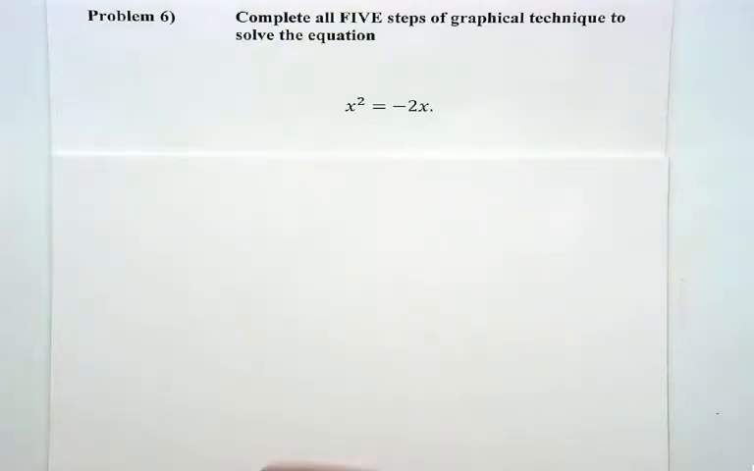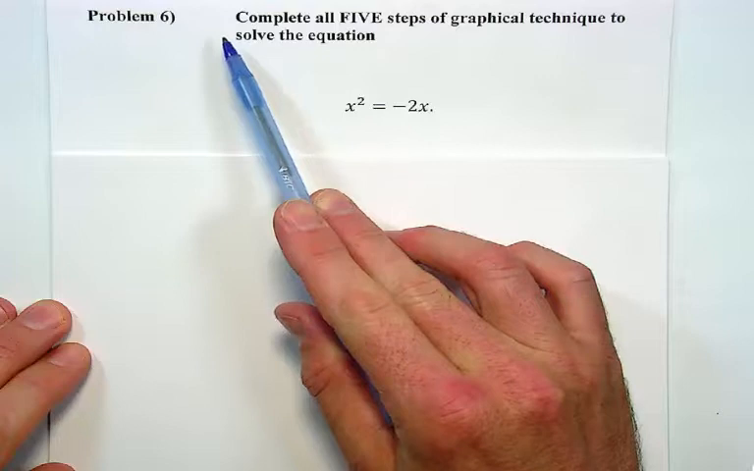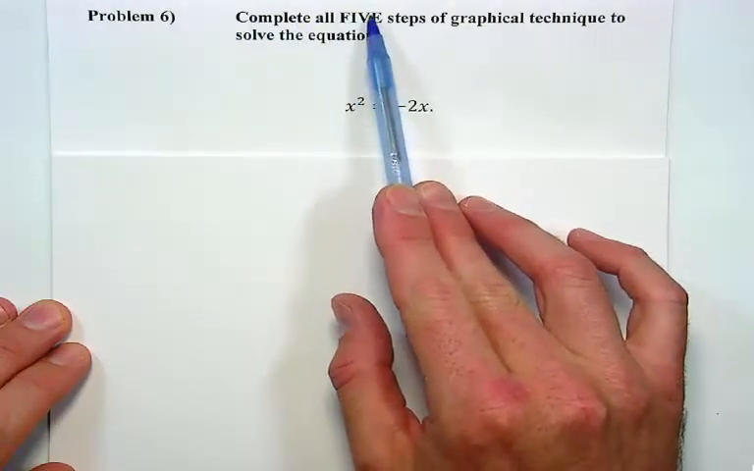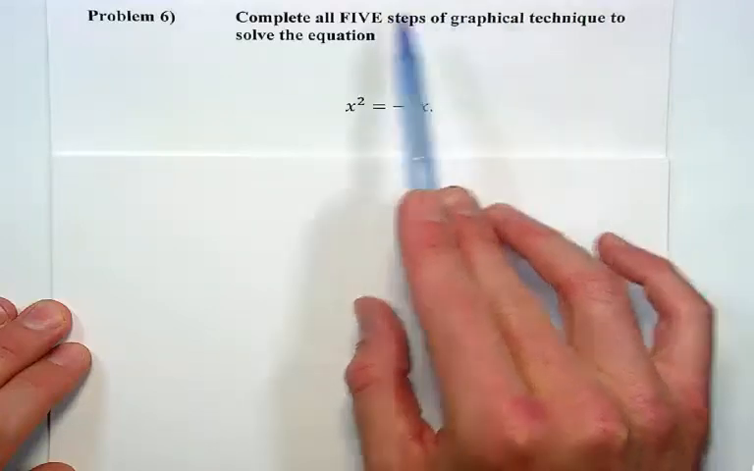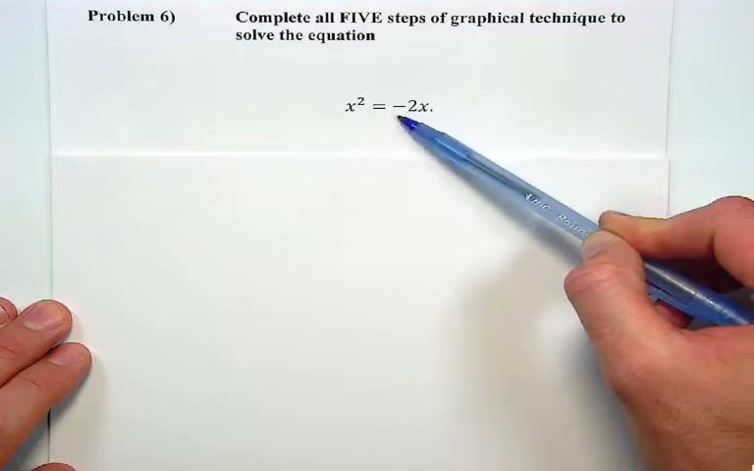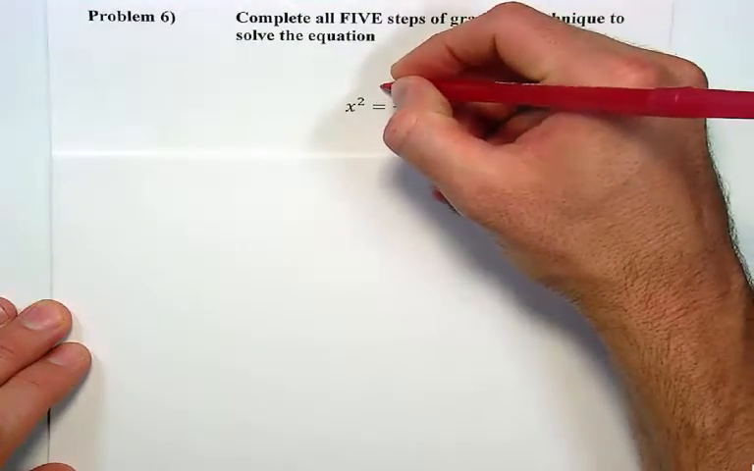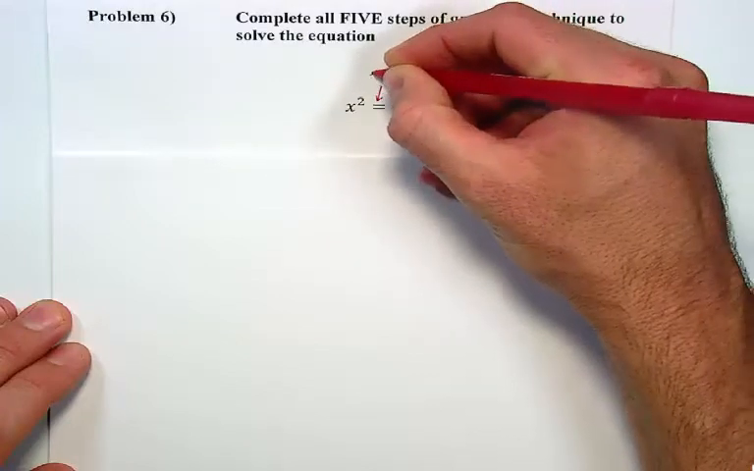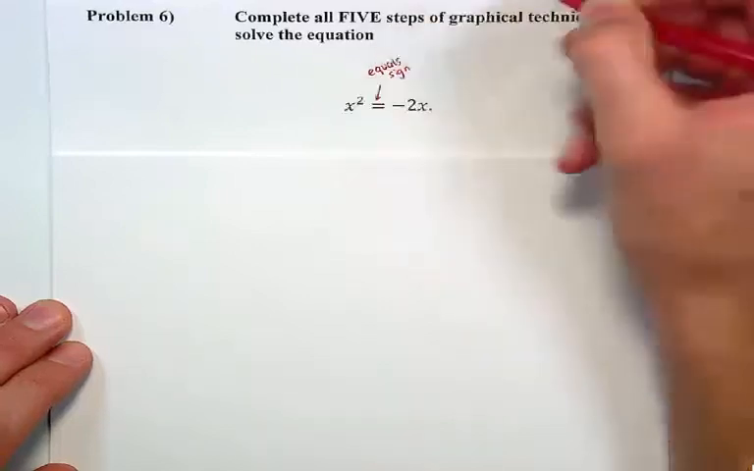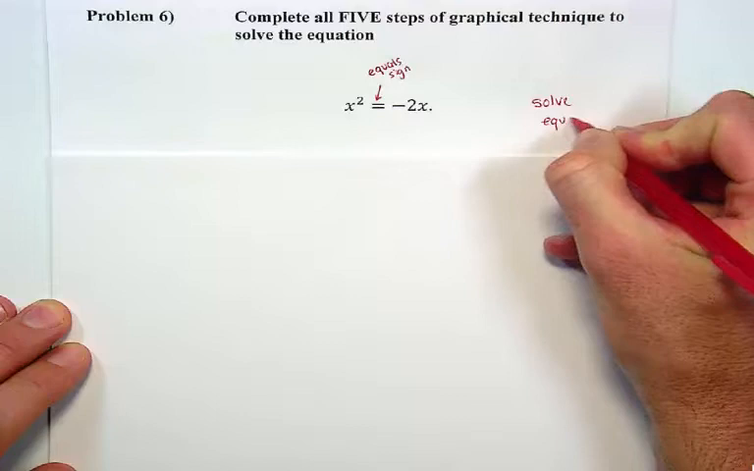Let's take a look at a problem. We're going to start by reading the entire problem statement slowly. Problem 6, complete all 5 steps of the graphical technique to solve the equation x squared equals negative 2x. We begin our work on this problem after we've read it by asking ourselves the question, is there an equals sign? We see an equal sign right in the middle. We know immediately that means we're going to solve this equation.